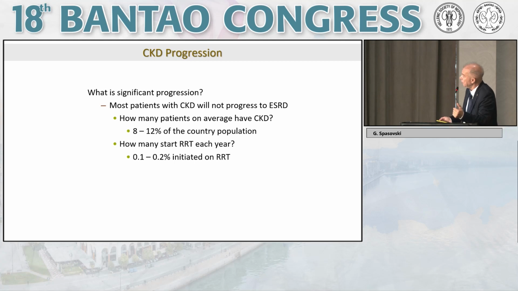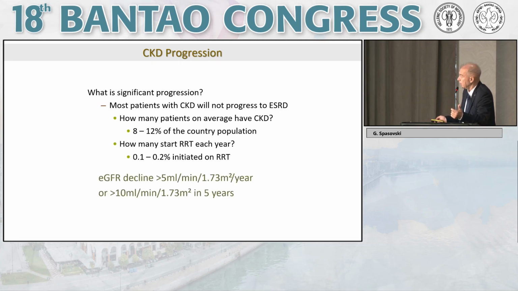What, in fact, is significant progression? Of the 8 to 12% of any country's population with any stage of CKD, the start of dialysis is 0.1 to 0.2%. So where is the rationale to detect or diagnose so many? In fact, the majority of them are not going to need dialysis. So an eGFR decline above 5 milliliters per year, or 10 milliliters in 5 years, is significant progression.